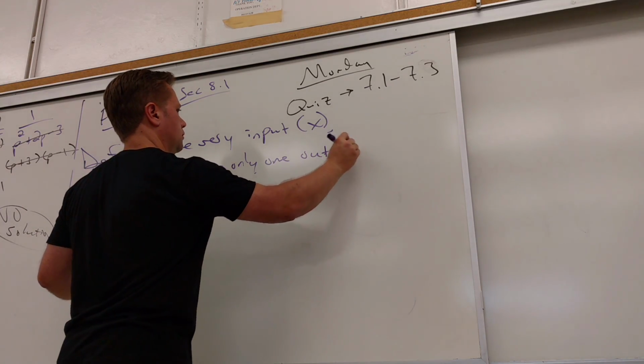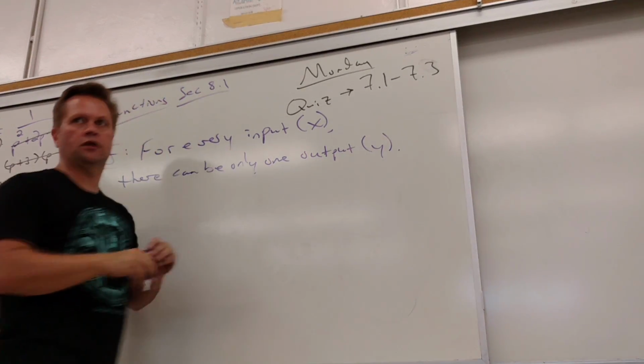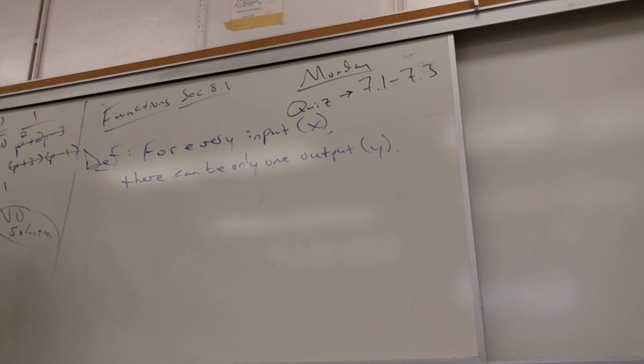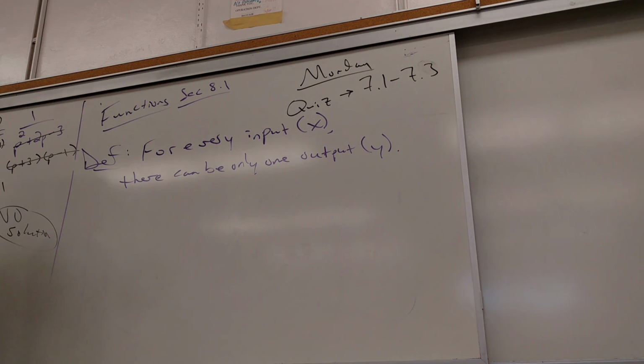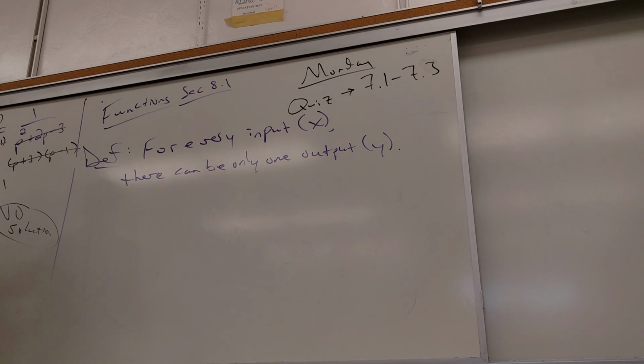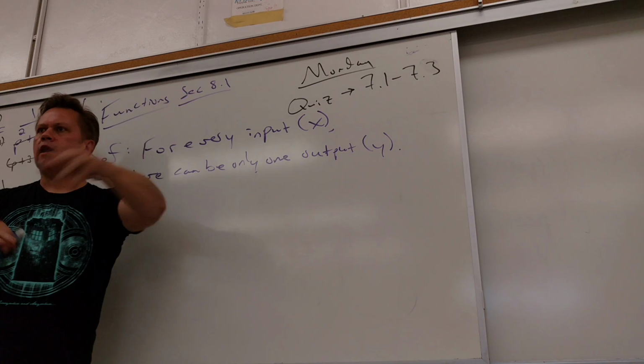Only one output, which is normally Y, but it didn't have to be. Like we've already seen, the input could be T and the output could be H. The input could be time and the output is height. Right? We saw a function that did that. But normally input's X and the output is Y. How are we doing so far?